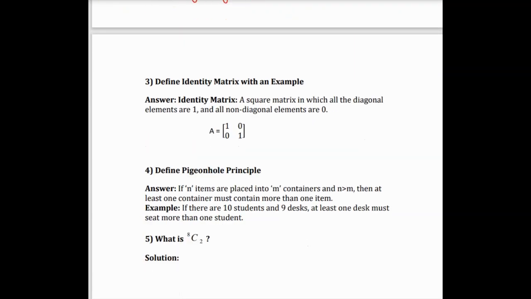Then moving on with the next one, we have define identity matrix. What is meant by identity matrix? An identity matrix is a square matrix in which all the diagonal elements are 1. So this is called the diagonal element. The diagonal elements should be 1 and all non-diagonal elements are 0. So leaving the diagonal, all others should be 0. This is also called a unit matrix.